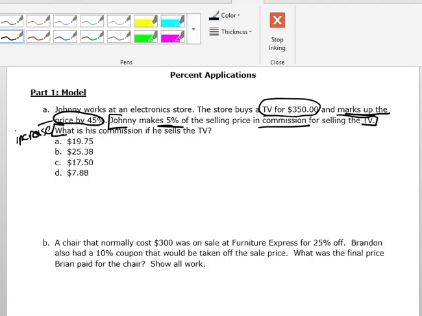What is his commission? Okay, so I have a lot going on here. So I'm going to have really 2 OPNs in my key information box. And so the first thing I need to find out is the markup price.